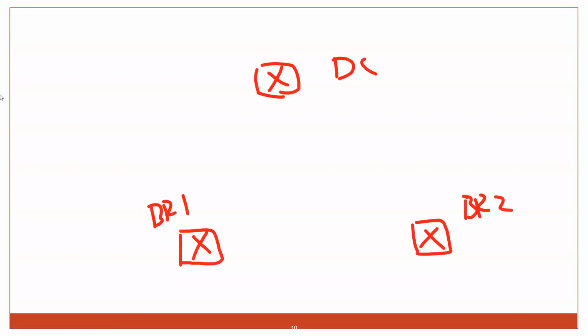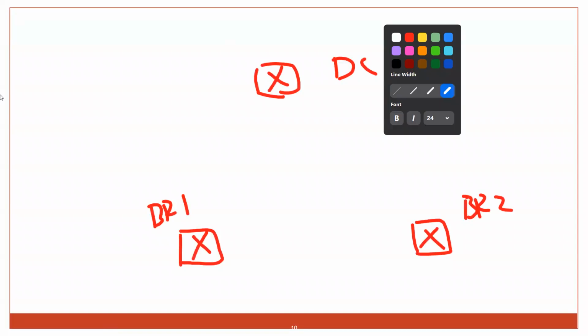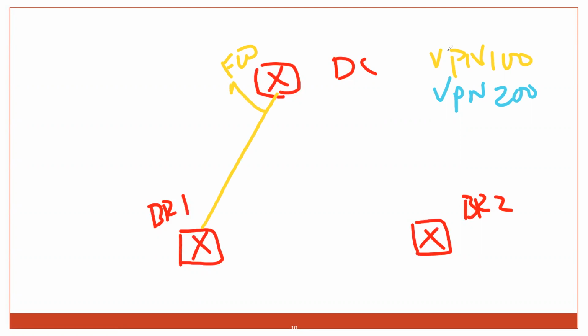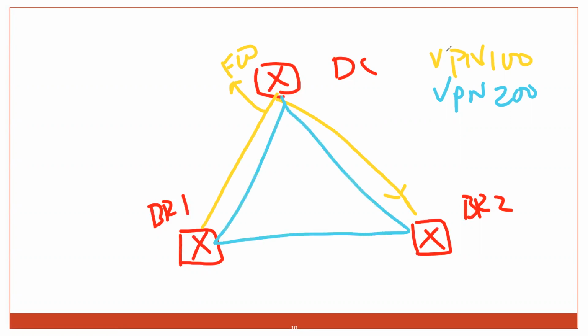Now what I want here is this: here we have defined VPN 100 or VRF 100, and then we have VPN 200. So what we want is that for VPN 100, and here you have a firewall as well, VPN 100 traffic should go to the firewall and then reach the destination. But for VPN 200, you should have this type of topology.